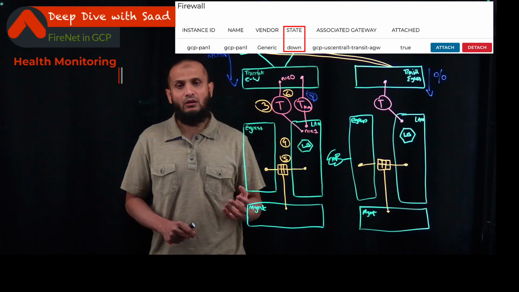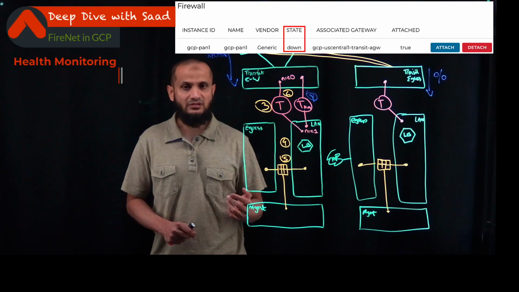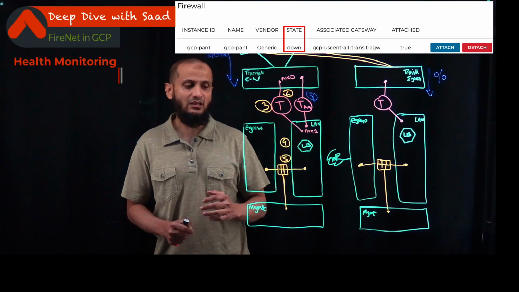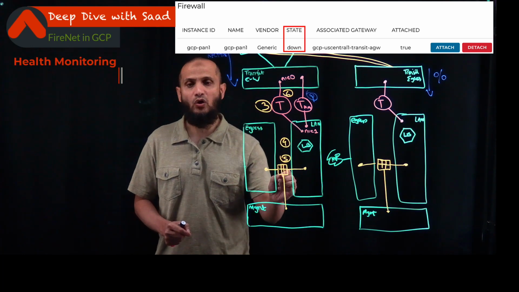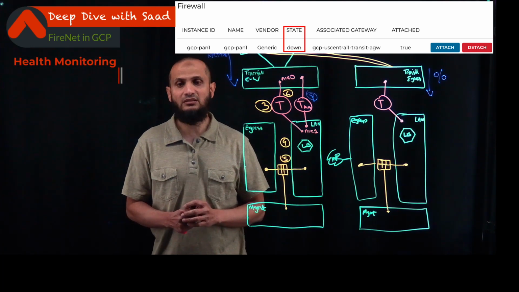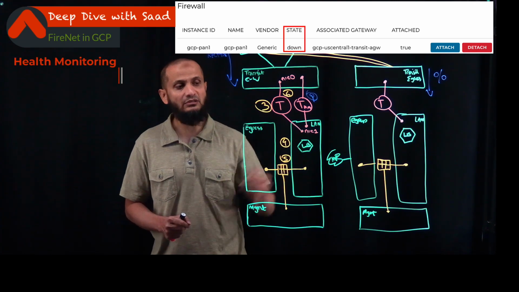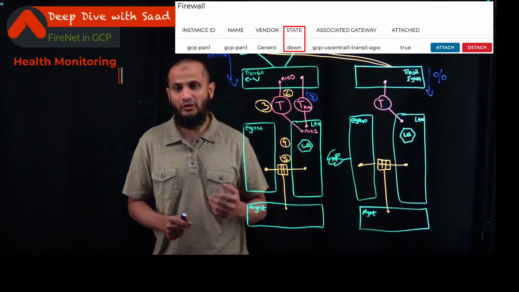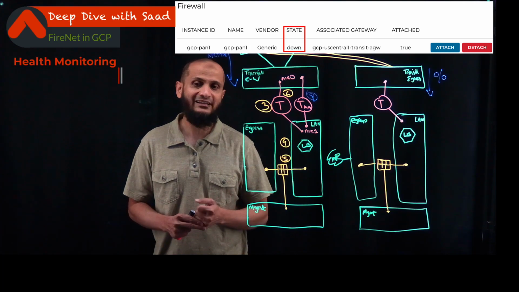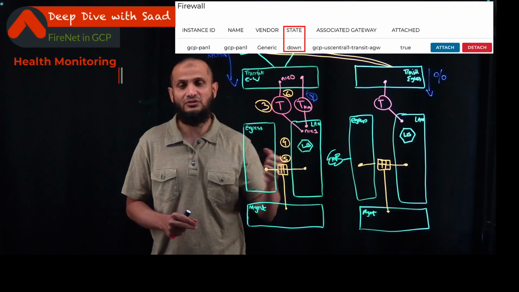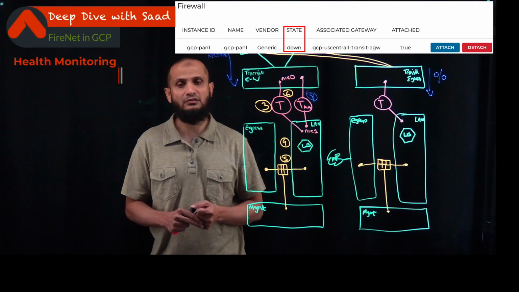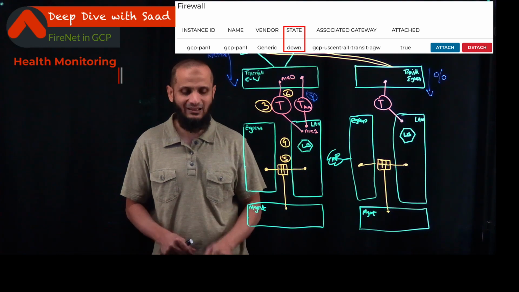The state column on the Aviatrix controller basically tells you the state of the VM itself. It does not tell you the state of the probes, whether the load balancer is receiving the probe or not. In order for you to find out about that, you have to go into the GCP console and then go into network services and load balancing.